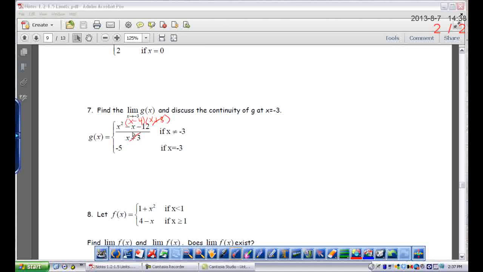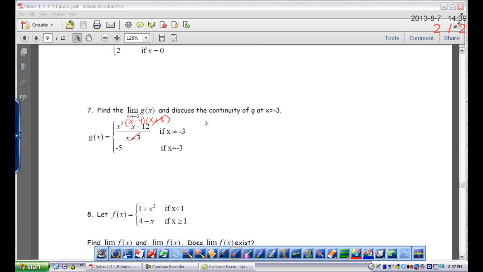So it's the graph of y equals x minus 4, which is a straight line, but it's going to have a hole at x equals negative 3. But then it's saying, well, if x equals negative 3, then there's going to be a dot, or the value of the function is negative 5. So the big question is, is the y value of that hole at negative 5, or is that dot going to be somewhere other than where that hole is?